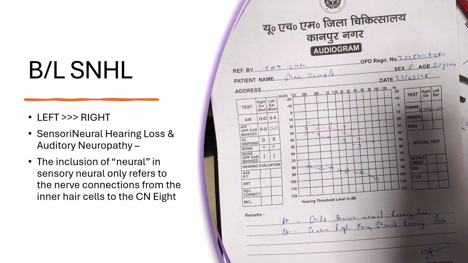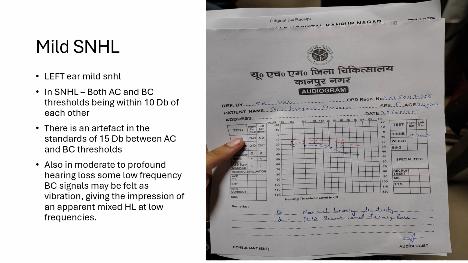So in the right ear there is mild sensorineural hearing loss. Now we go to the next PTA. Here we see both AC and BC thresholds. In this graph we see that both AC and BC in both the ears, that is left and right, are within 10 decibels of each other.